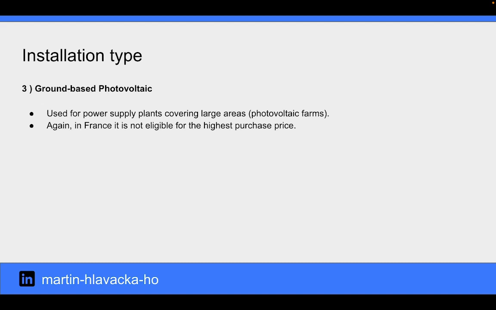Ground-based PV installation type is used for power supply plants covering large areas. Again, in France, it is not eligible for the highest purchase price.